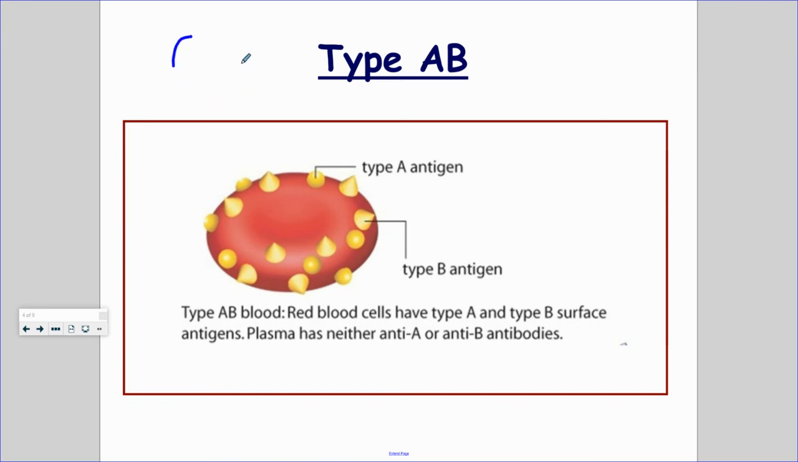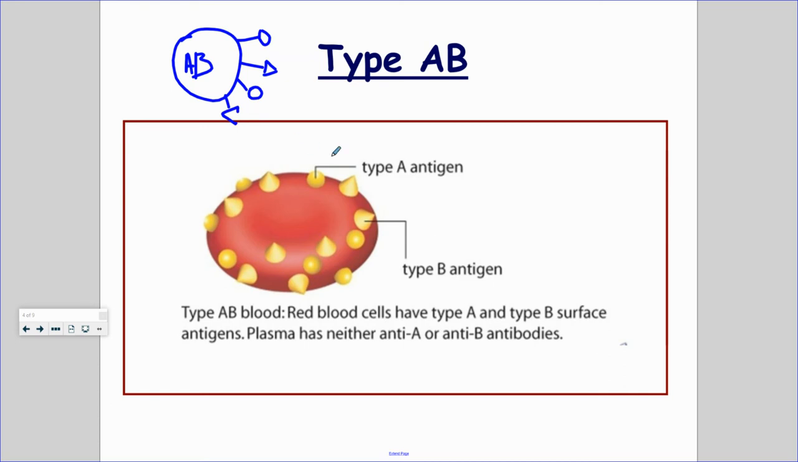So on this one, you're going to draw something that looks like this. You're going to write A and B. That's really great. You got the idea. And you're going to draw circles and triangles, if I can make this work. Okay, there. So you're going to alternate all the way around. Circle, triangle, circle, triangle. Why? Because type AB blood has both antigens present on its surface.